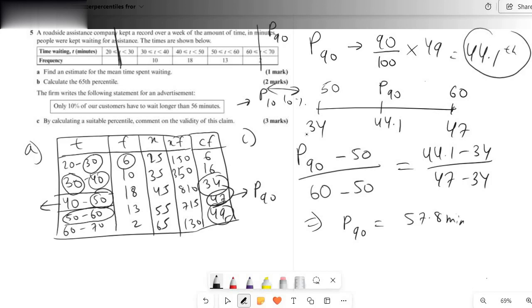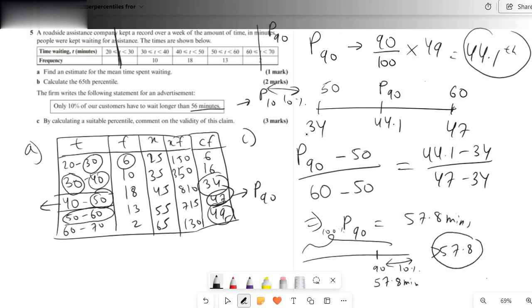minutes. Now what it means is that if we have a total data of 100%, the 90th percentile is 57.8 minutes. And what it means is that only 10% of the total customers have to wait for a time longer than 57.8 minutes. So the statement was it was longer than 56 minutes, but in actuality what we found was 57.8. So this means that the claim is not valid.